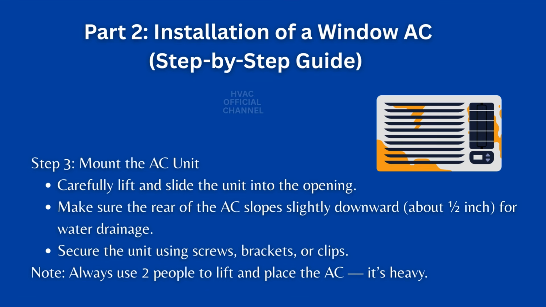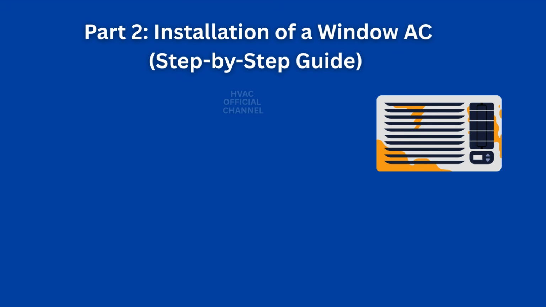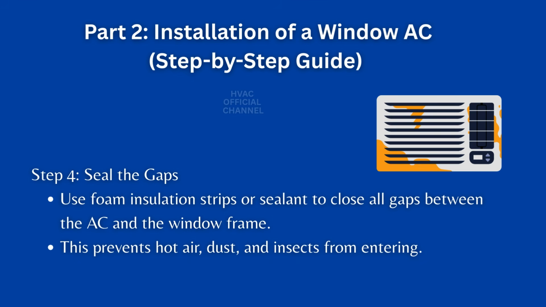Step 3. Mount the AC unit. Carefully lift and slide the unit into the opening. Make sure the rear of the AC slopes slightly downward, about 1/2 inch, for water drainage. Secure the unit using screws, brackets, or clips. Note: always use 2 people to lift and place the AC. It's heavy.